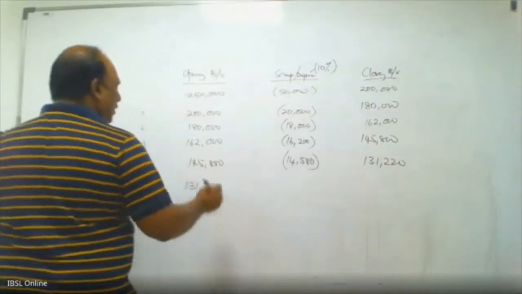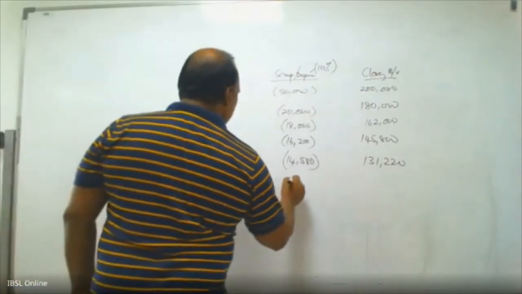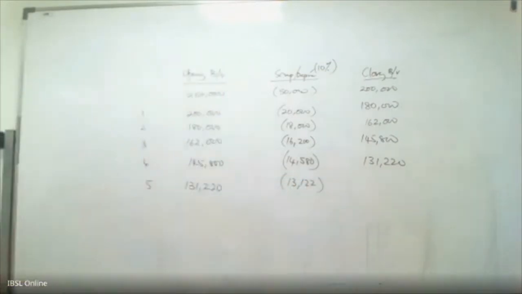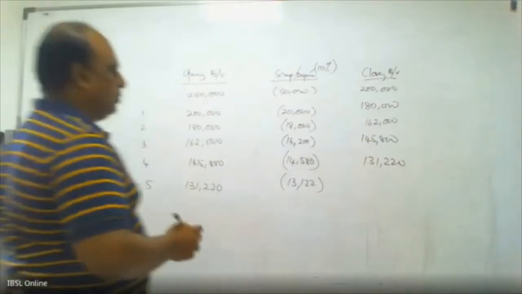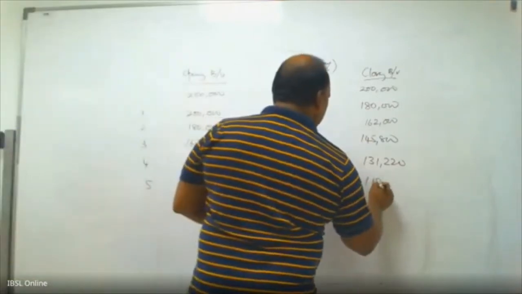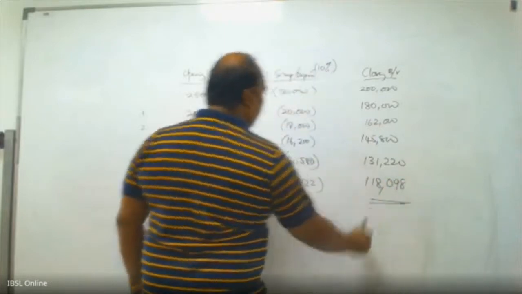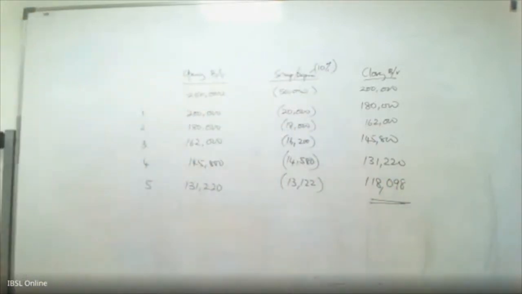131,220 into 10% means 13,122. 13,122. That will give you 118, not 93. So after 5 years, your net book value is 118, not 98. 118, not 98.